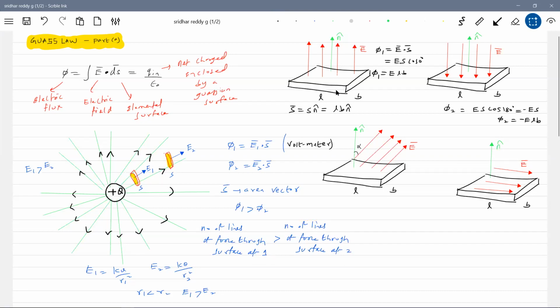Second case, so what is the angle between n cap and E? It is alpha. ES cos alpha. So ELB cos alpha.